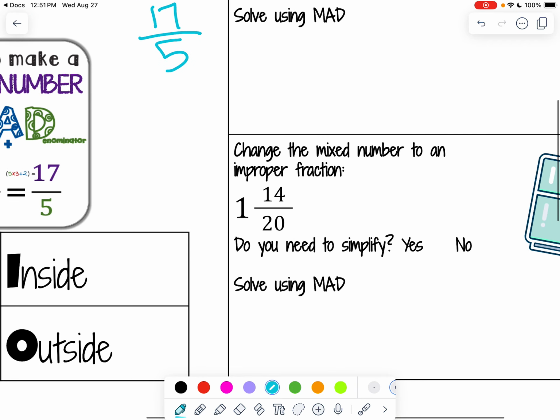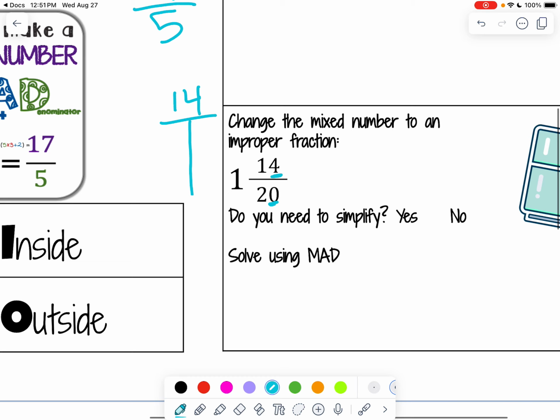Change this mixed number into an improper fraction. 1 14/20. Do you need to simplify this? You definitely need to simplify this because we have two even numbers. And so when we talked about simplifying fractions this week, we made T-charts. So I'm going to make a T-chart for 14, and I'm going to make a T-chart for 20. You can write yours wherever you have space.